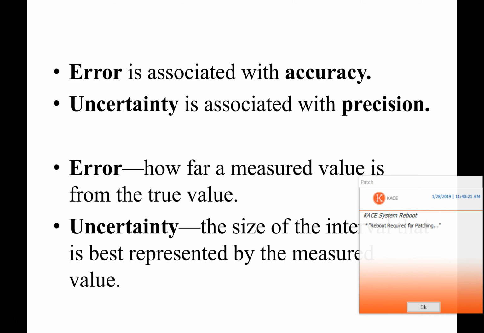So uncertainty is the size of the interval that is best represented by the measured value. A lot of times if you send away a sample for analysis, they know how rugged their test is, the precision associated with how they test things, and how accurate they tend to be for that particular measurement, and they'll give you a value. It's kind of like polls. They'll give you a value and say, well, that's plus or minus this.